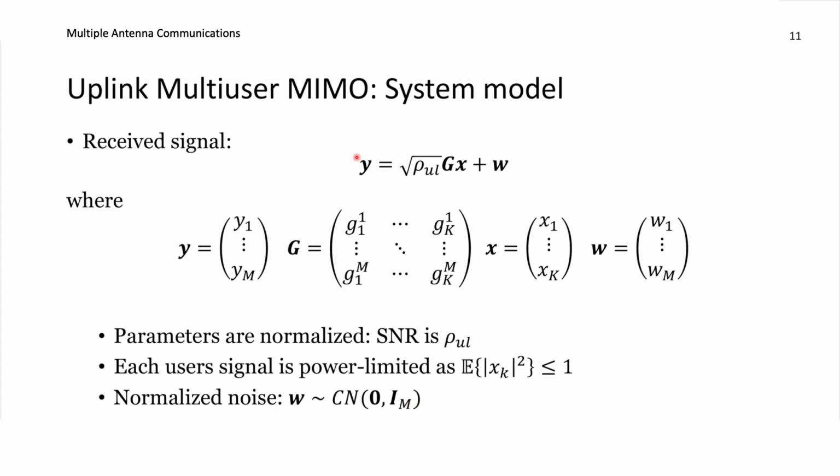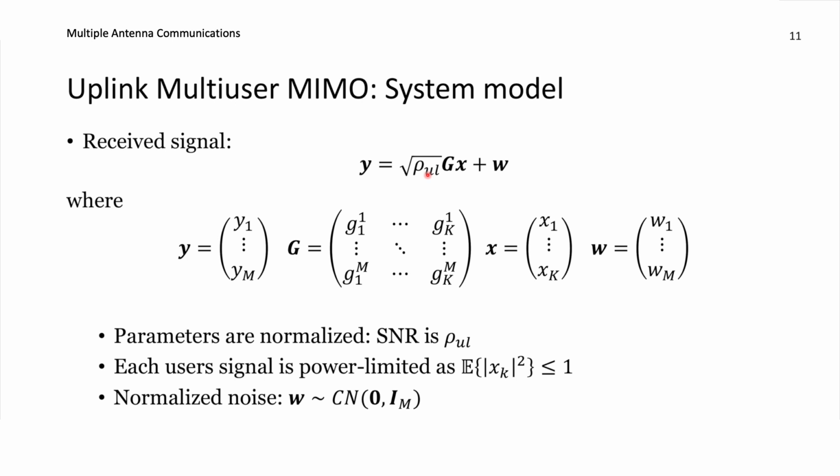And we can always do this without loss of generality. We can take y and divide by the true standard deviation of the noise, and that way we can move it from W to rho uplink. And since we have a product of rho uplink and x here, we can move its power to rho uplink as well, without loss of generality. So this is the basic description of the uplink in Multiuser MIMO.